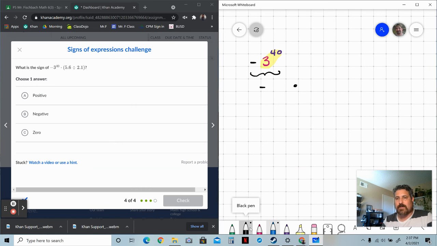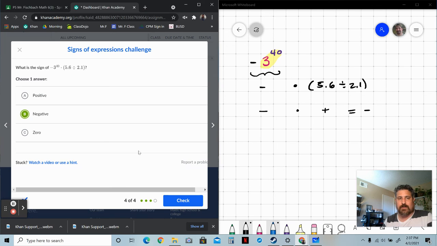You're then going to multiply this by 5.6 divided by 2.1. Now, 5.6 divided by 2.1 is a positive divided by a positive, which is going to be a positive value. So whatever this is, it doesn't really matter. It's going to be a positive value. So what do you end up with? You end up with a negative times a positive. Well, what is a negative times a positive? It's always going to be a negative. So the answer here is going to be a negative, right? It doesn't really matter what the values are. We're just trying to figure out the signs, right? We know this first value is going to be negative. We know the second value is going to be positive, and a negative times a positive is always a negative. This is a negative answer.